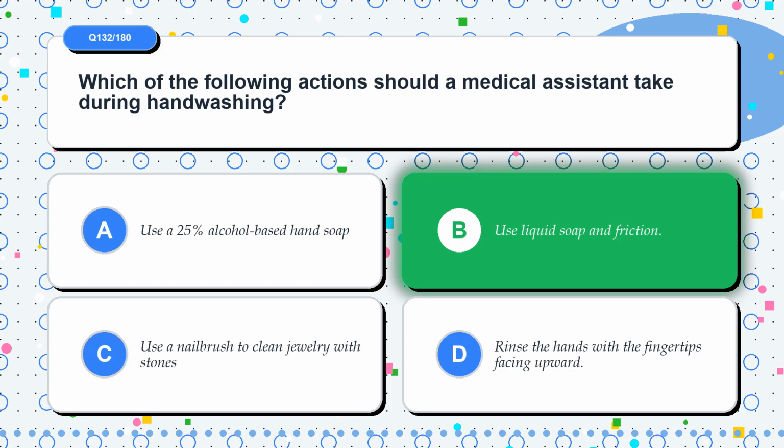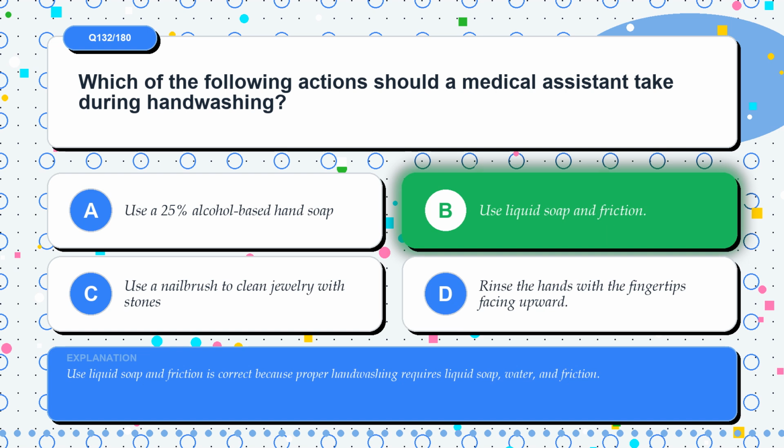The correct answer is option B. Use liquid soap and friction. Use liquid soap and friction is correct because proper hand washing requires liquid soap, water, and friction.